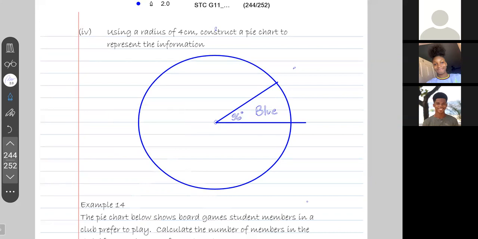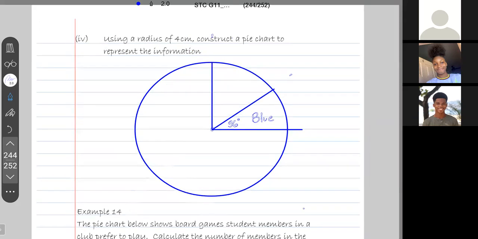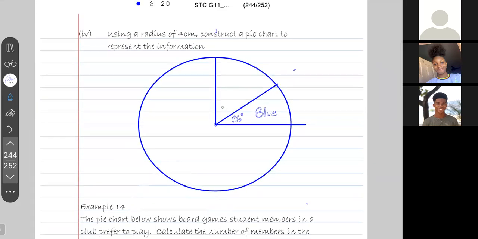So I simply line up that mark that I made with the center, draw my line, and I have my 54 degrees. And 54 degrees is represented red. All right, so 54 and 36 is 90. You'll notice that that really does look like 90 degrees.